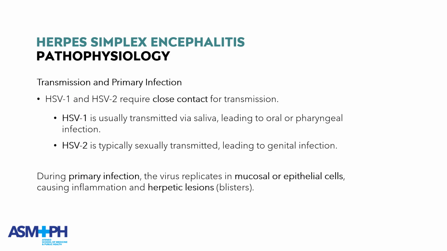Transmission and primary infection. HSV1 and HSV2 require close contact for transmission. HSV1 is usually transmitted via saliva, leading to oral or pharyngeal infection, while HSV2 is typically sexually transmitted, leading to genital infection. During primary infection, the virus replicates in mucosal or epithelial cells, causing inflammation and herpetic lesions.